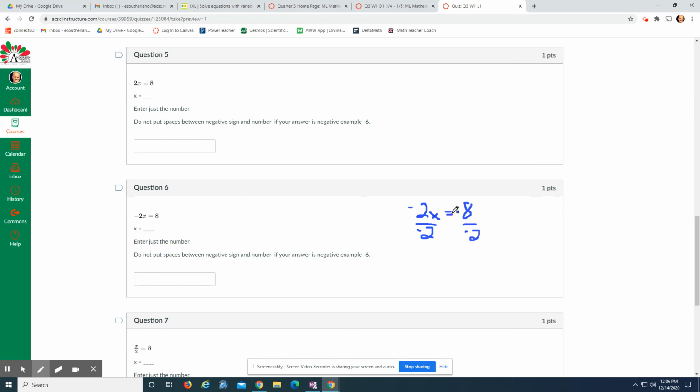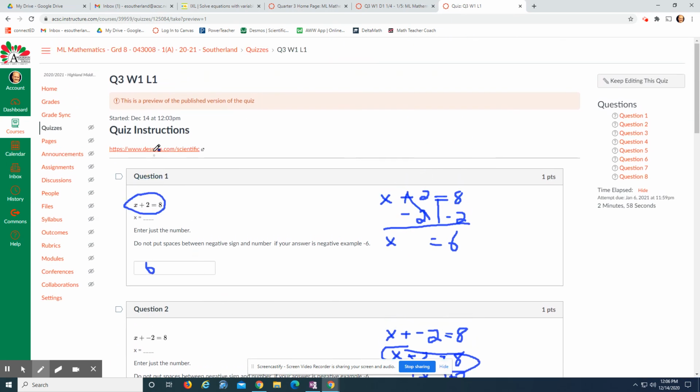On both sides of the equal sign, the negative 2's will cancel. x drops down, the equal sign drops down. 8 divided by negative 2 is negative 4. Keep in mind, if you're not real good with negatives, I left the link to Desmos right there.